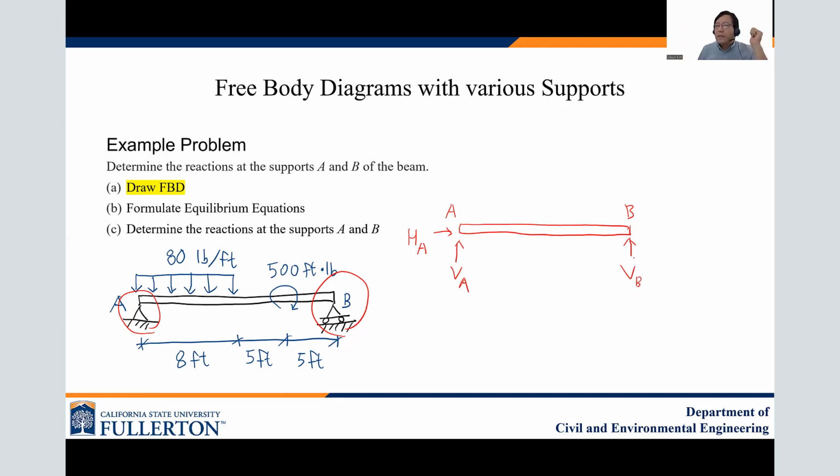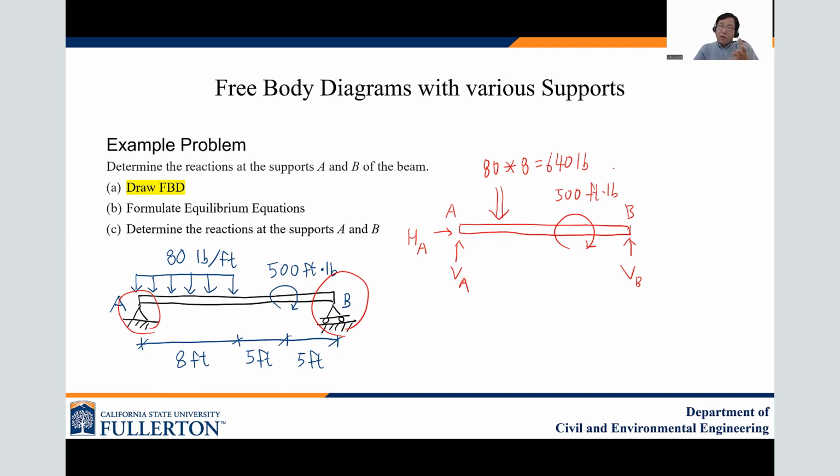In this one, you also think about the uniformly distributed load. So you can make a concentrated load, which is 80 times 8, that is 640 pounds. And then don't forget the external moment, which is 500 feet-pound.